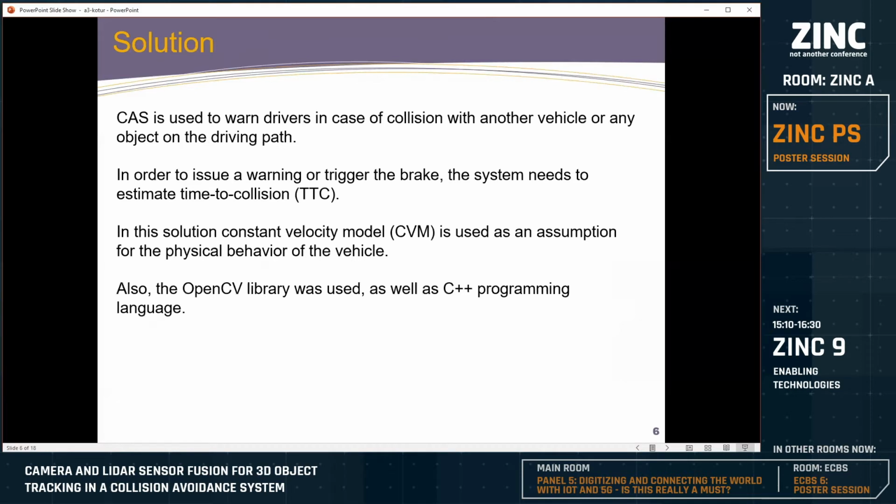This paper describes the implementation of a collision avoidance system. A collision avoidance system is used to warn drivers in case of collision with another vehicle or any object on the driving path. In order to issue a warning or trigger the brake, the system needs to estimate time to collision. In this solution, a constant velocity model is used as an assumption for the physical behavior of the vehicle. Also, the OpenCV library was used, as well as the C++ programming language.